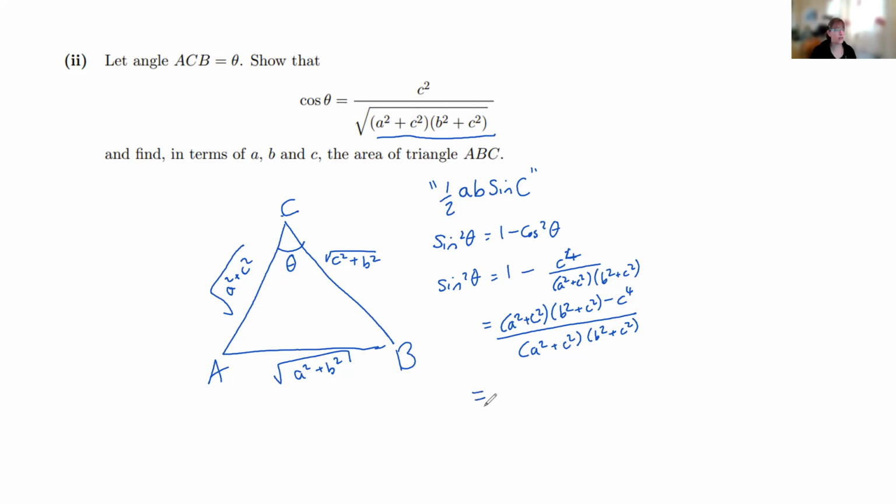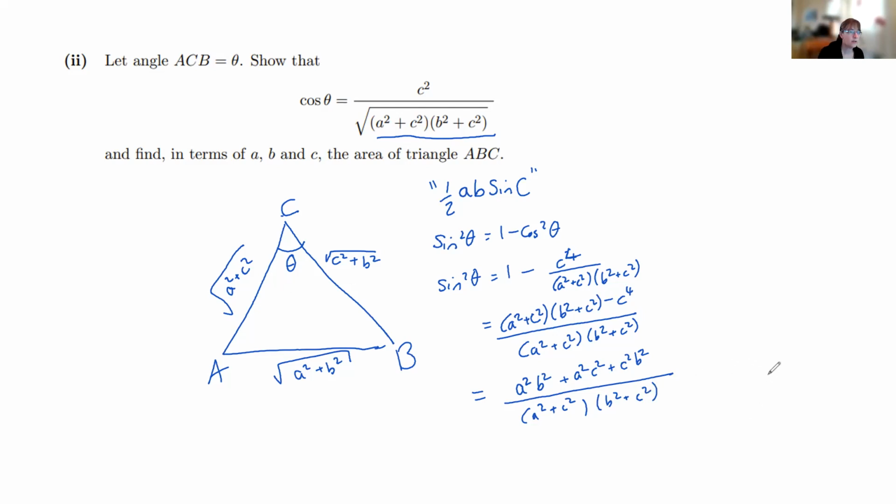And then I can do a little bit of cancelling because if I expand these brackets out, I'm going to get a c to the power 4, which will cancel with that c to the power 4. So this gives me a squared b squared plus a squared c squared plus c squared b squared all over this thing. Okay, so that's my expression for sine squared.